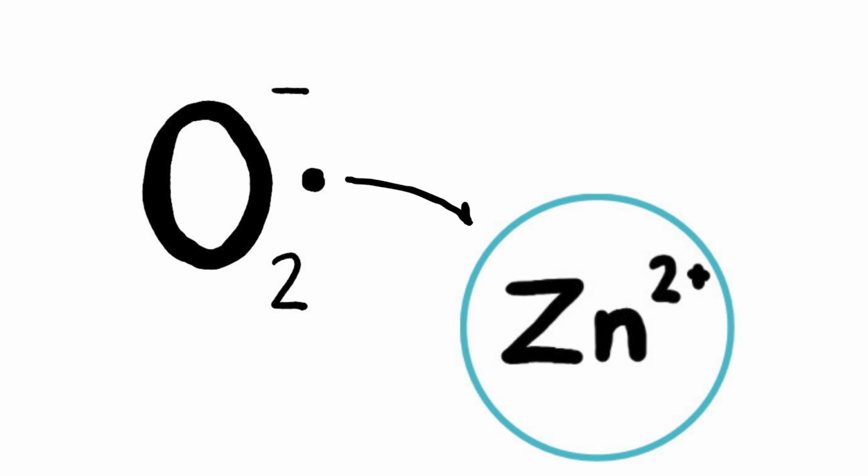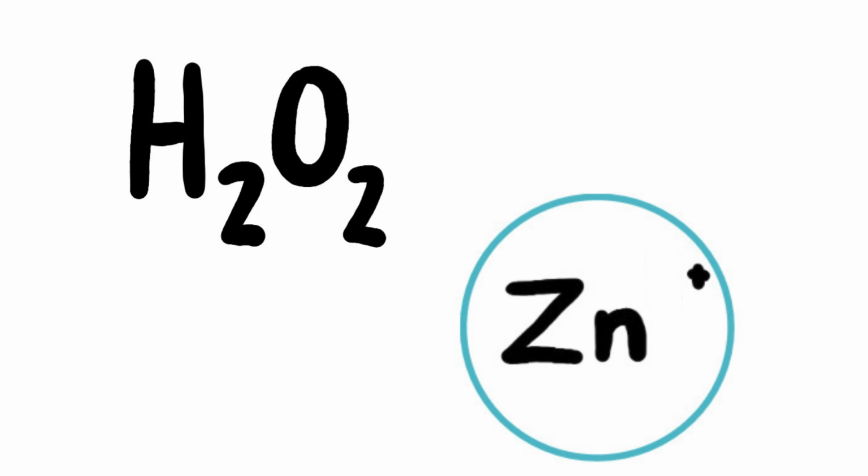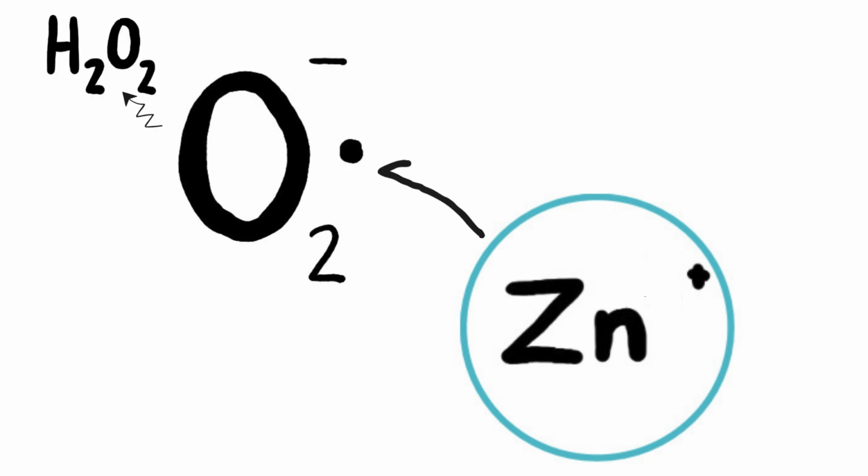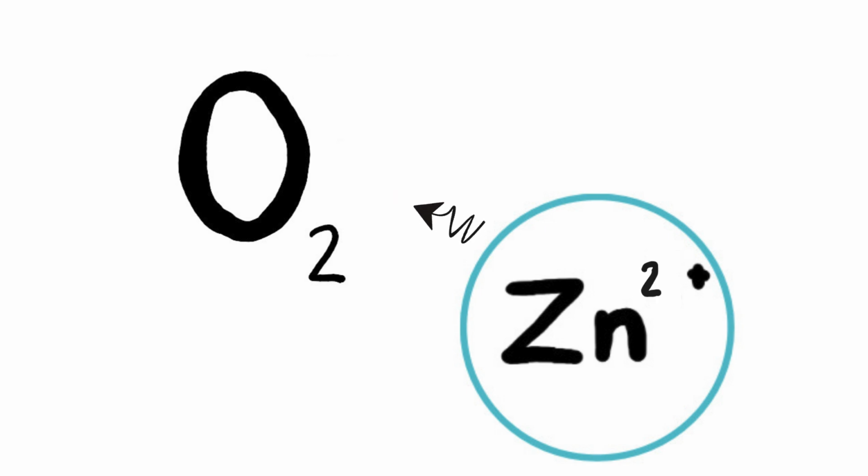There, the radical is able to donate an electron to zinc, allowing it to transform into hydrogen peroxide. This creates a metal peroxide complex. After, a secondary superoxide radical is needed in order to release hydrogen peroxide and restore the active site. The secondary radical gets released as molecular oxygen.